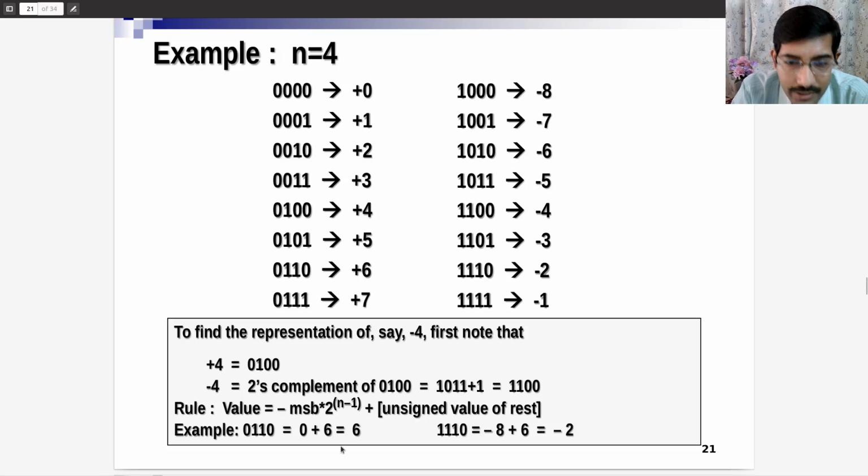Okay. So with a simple algebraic computation, you can easily figure out why I was telling you that the value is minus MSB times 2 to the power n minus 1, plus the unsigned value. Two examples just show that this may be true, but you need to formally look at the bit positions and try to prove that this is indeed the case. You will easily get it.